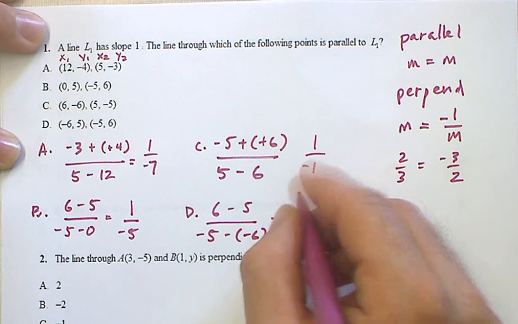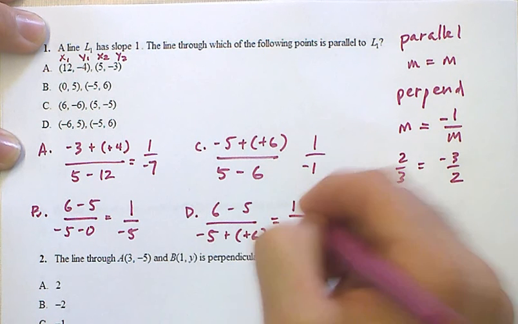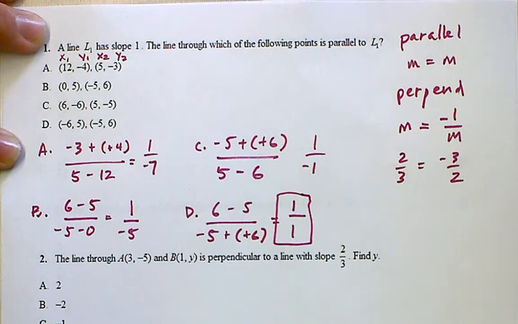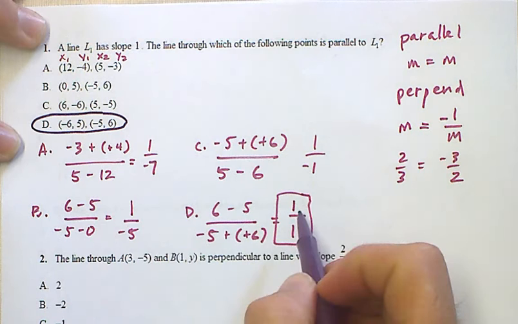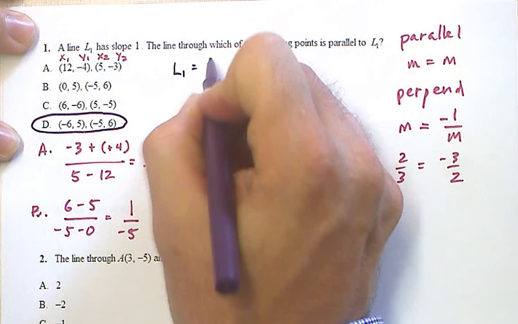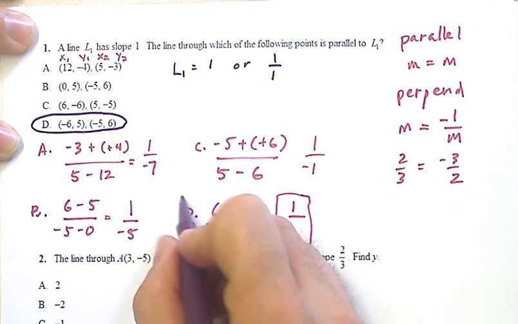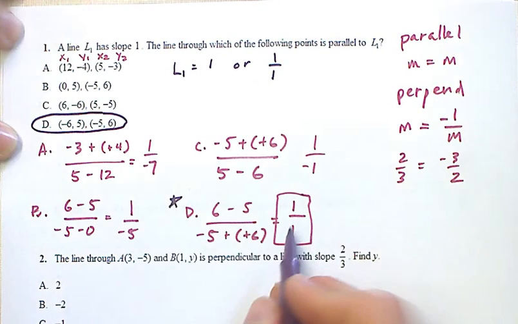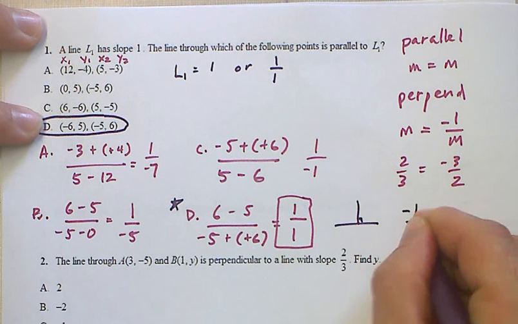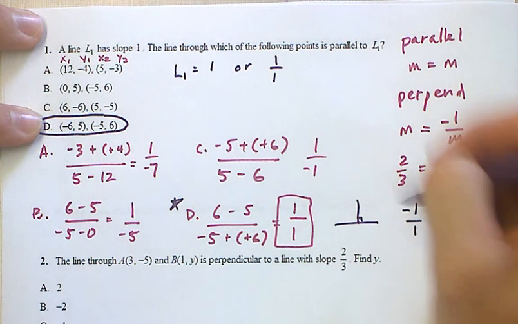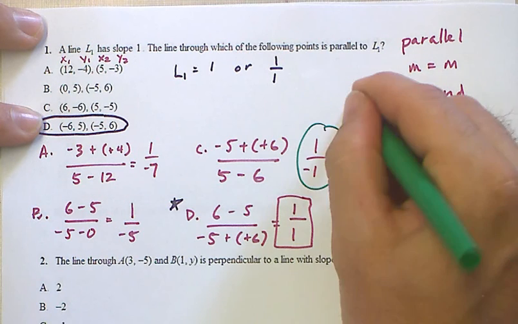I end up with 1 over, this is adding, negative 5 plus 6 is 1. Here's my 1 over 1. And this would be my answer here, okay? Because basically what I did was, I understand that L1 has a slope of 1 or 1 over 1, so I used my slope formula to find the matching slope here, D. Okay, if it were perpendicular, I would have just looked for something that's negative 1 over 1, or anything just negative. So actually this here would be an example of a perpendicular slope if that's what we're looking at.